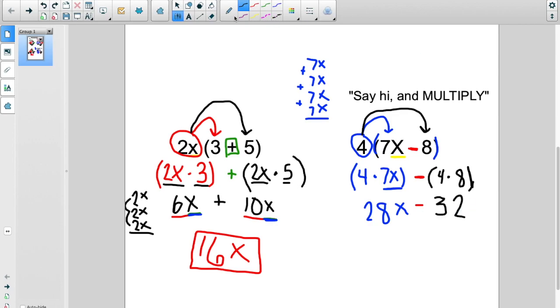Now, tricky question. Can I add these two together? These two numbers and integers together? The answer is no. If you look, 28x, this one has an x. 32, does it have an x after it? The answer is no. So I cannot add these two together because they have nothing in common right now. So your final answer is just 28x minus 32.